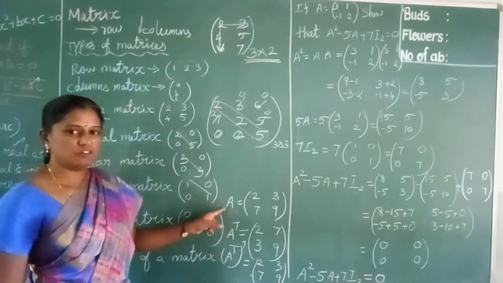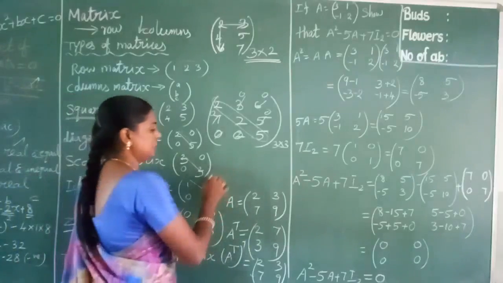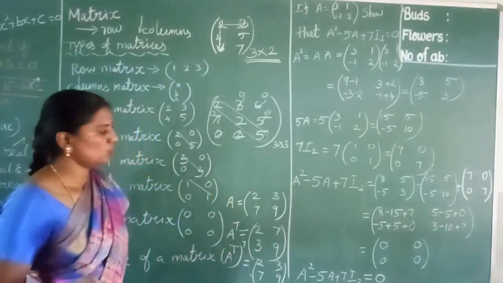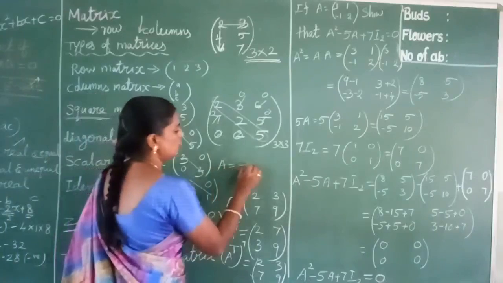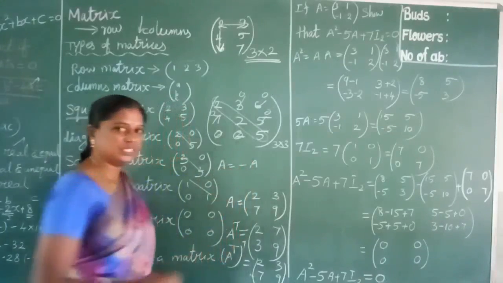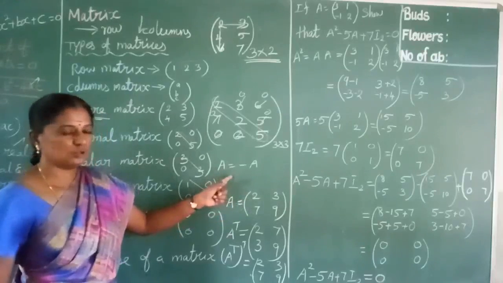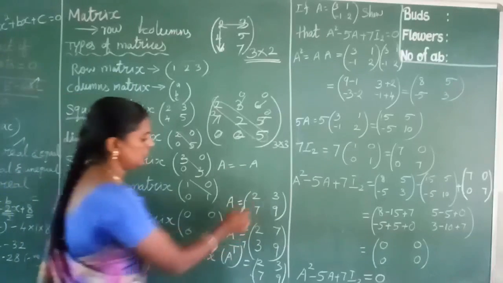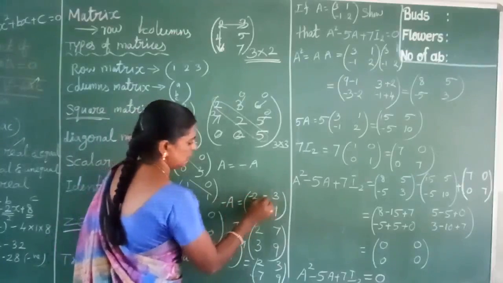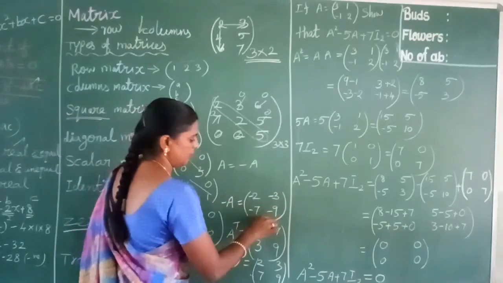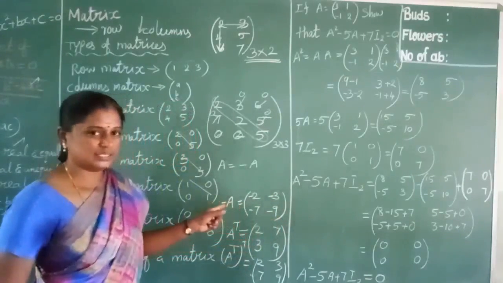Next, additive inverse of A. Negative matrix means minus A. So that is the additive inverse of the A matrix. This type is also 2 marks. So minus means change all the elements into minus. Suppose it is already minus, then minus into minus is plus.